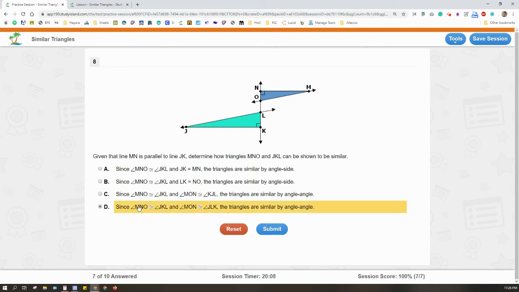Let's take a look at it. MNO is congruent to JKL, that part we got, and MON is congruent to JLK. So MON, M to O to N, is congruent to JLK. Those ones are the ones we want. And yeah, D is the answer.